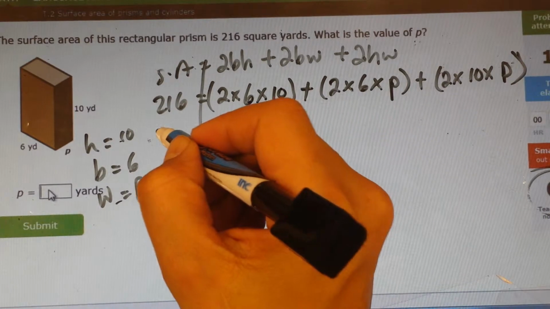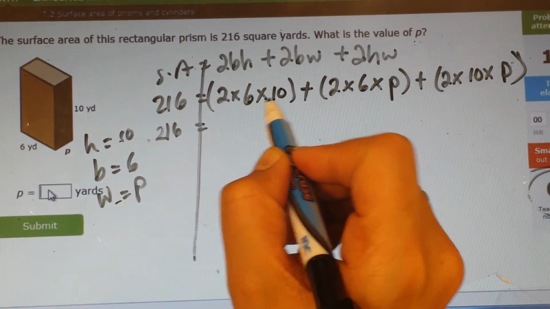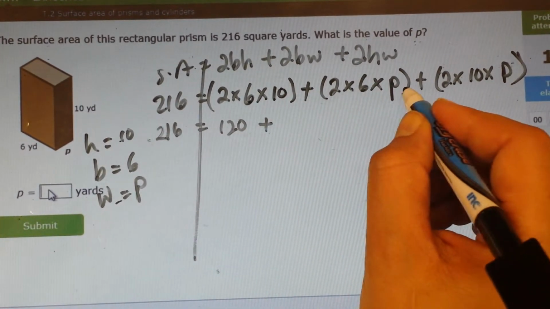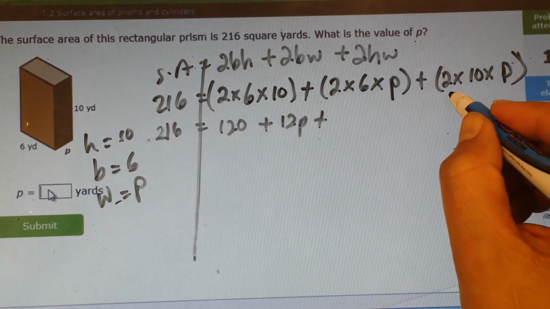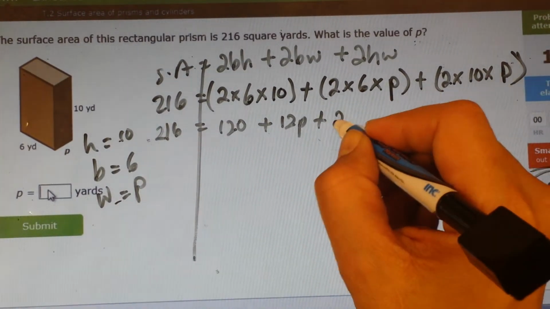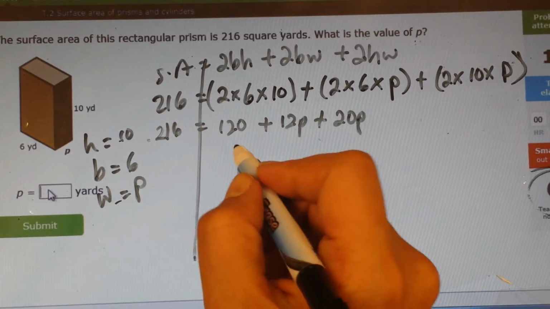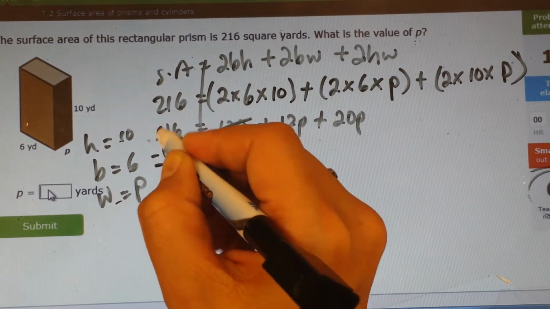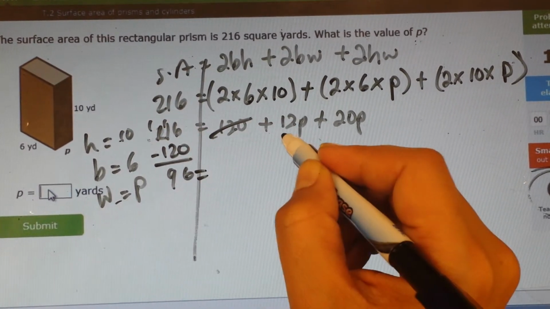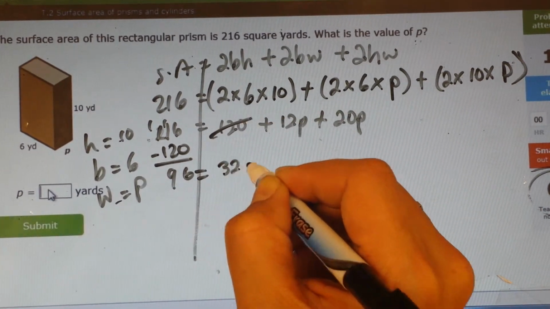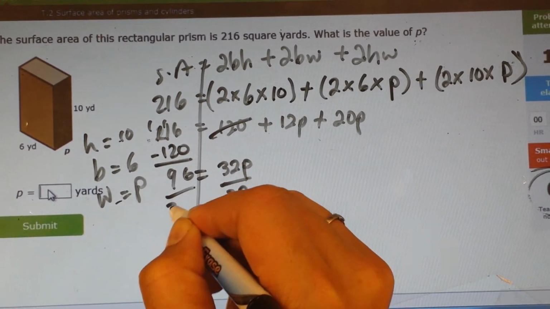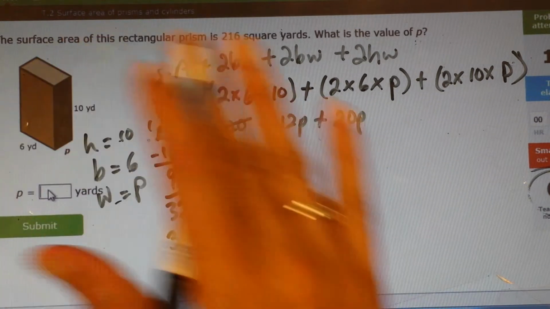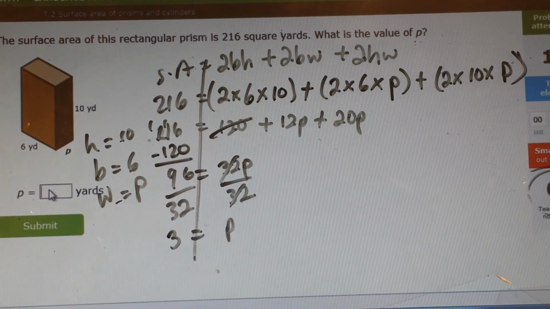Okay, then go ahead and just open or combine the like terms. 2 times 6 times 10. 2 times 6 is 12, times 10 is 120, plus 2 times 6 is 12, times P is 12P, plus 2 times 10 is 20, times P is 20P. Okay, again, I'm going to take 120 to the other side, so minus 120. This goes away, so 96 equals 12P plus 20P, which is going to be 32P. Divide by 32, divide by 32. P is equal to, again, 3. So do you see how it's exactly the same formula? It's just different work. Pick the one you like and go with that.